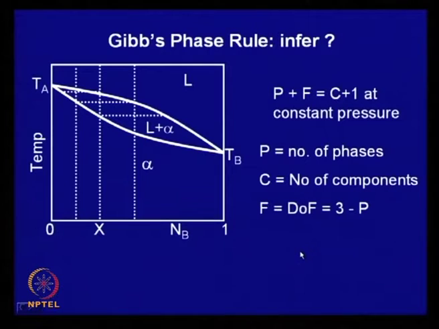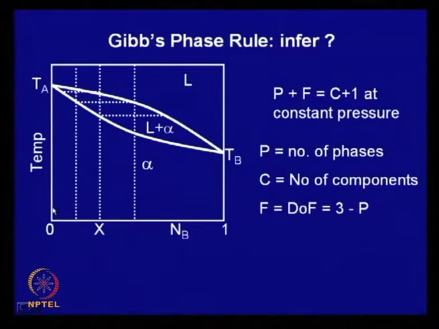Now, while dealing with solidification of pure metal, we introduced the concept of phase rule, Gibbs phase rule. And what do we infer from Gibbs phase rule? Now, which is illustrated here. Gibbs phase rule is stated as P plus F equal to C plus 1 at constant pressure. Here P is the number of phases, C is the number of components, and F is the degree of freedom. Now, we are considering a binary alloy.